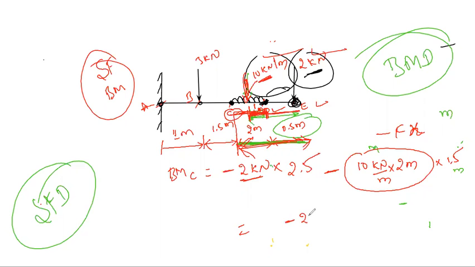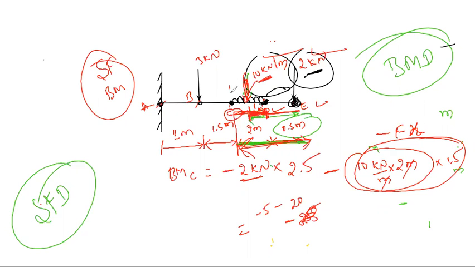35. Minus 25. 35, sir. This gets cancelled. First tell me how much this will be. This is minus 5, minus 20. Then simplify this, how much? 20 into 1.5 equal to 30, sir. We are calculating 55.